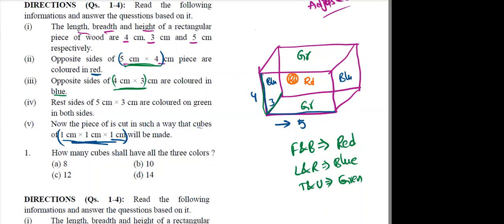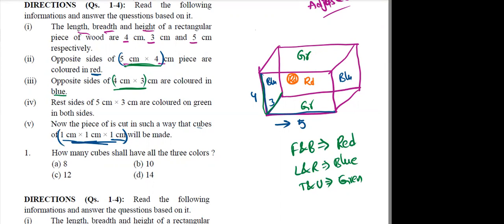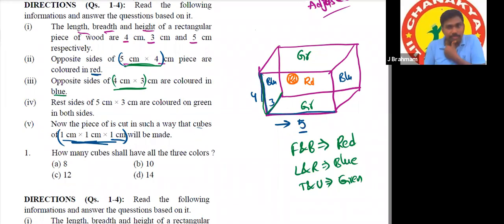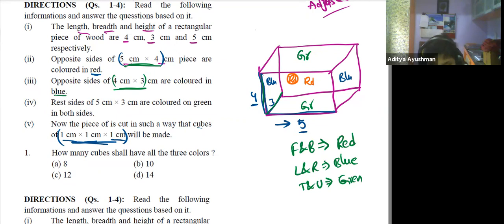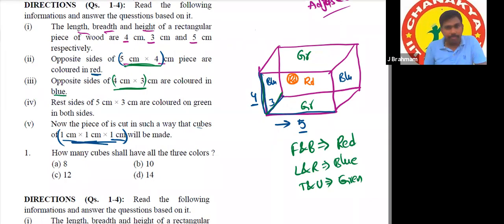With 4 cuttings, it will form 5 pieces, 5 cubes of 1 centimeter each. Along the height, 3 cuts with 4 pieces of 1 centimeter each. And along the breadth, 2 cuttings with 3 pieces, each one 1 centimeter.